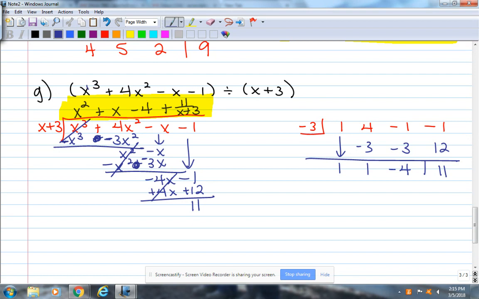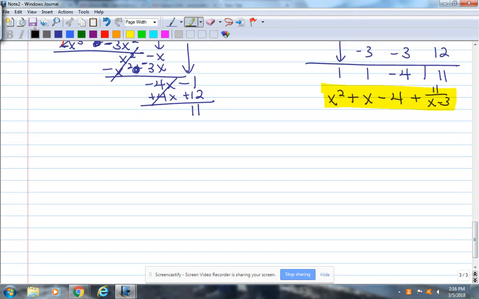My highest degree was a third, so I go down 1 to a square. X squared plus 1x minus 4 plus 11 over x plus 3. Is that the same answer both ways? Yes, ma'am. It is. I didn't show y'all how I did that, but you had to sit that one in. So there's both ways, long division or synthetic. So on your homework, the first section will say use long division, the second section will say use synthetic. So let's talk about remainders for a second.